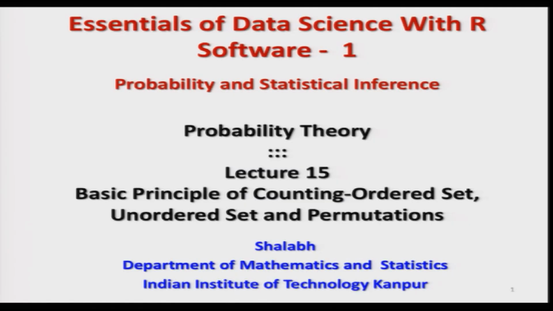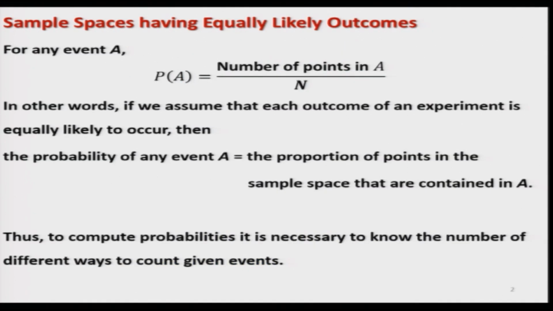Now, from mathematics we know that there are various rules for counting, like factorial, combination, etc. In this lecture we are just going to have a quick review of those concepts, and then we will see how to compute them in the R software. That is our basic idea. So, let us begin our lecture. We will try to understand the basic principles like ordered sets, unordered sets and permutation in this lecture.